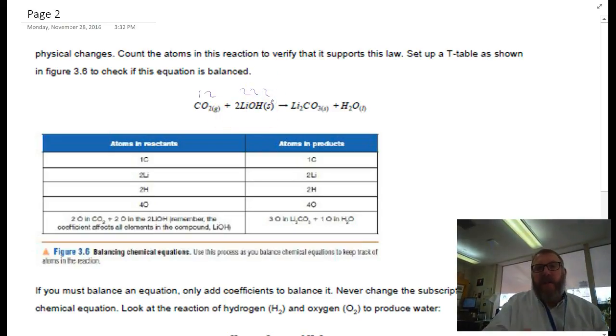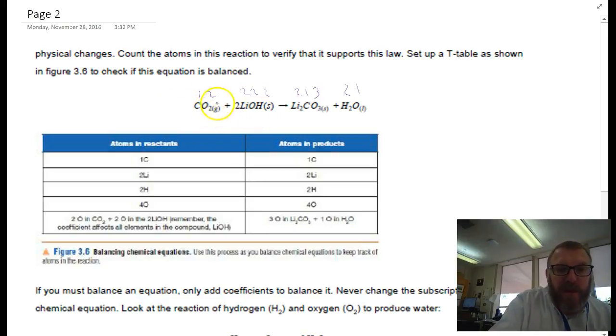Now let's look at the product side of the chemical reaction. There are 2 lithiums. Oh, look, lithium's balanced. 1 carbon. Oh, carbon balances. 3 oxygens. But there's 4 over here. I have to look at that. There's 3 oxygens here. Oh, but I've got the water to look at. There are 2 hydrogens here and 1 oxygen. So 1 oxygen plus 3 oxygens is 4. On the reactant side, I've got 2 oxygens and 2 oxygens for a total of 4.